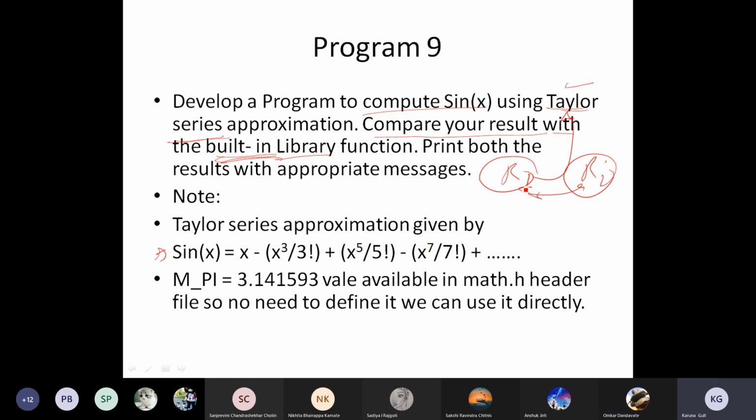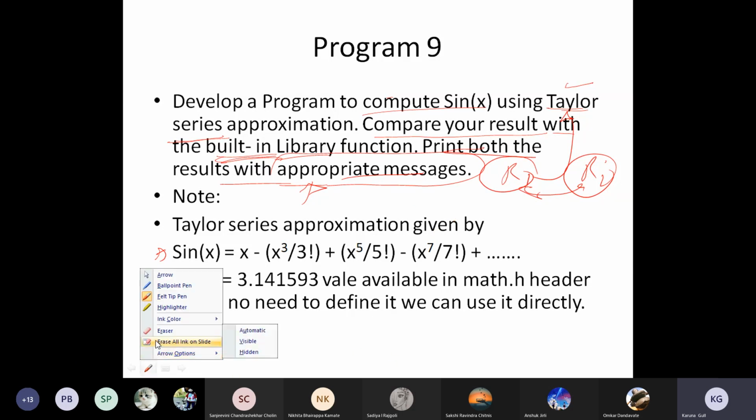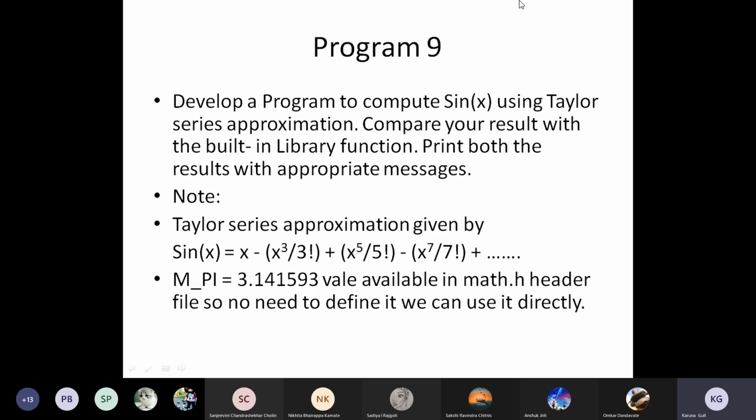So we want the results to be almost equal to each other. Print both the results. Okay, that's what they are saying. Print both the results and an appropriate message. You mention the messages along with the data value. So any doubt in the problem statement? Is the problem statement clear to everybody? Okay, so let's go ahead with the Taylor series.